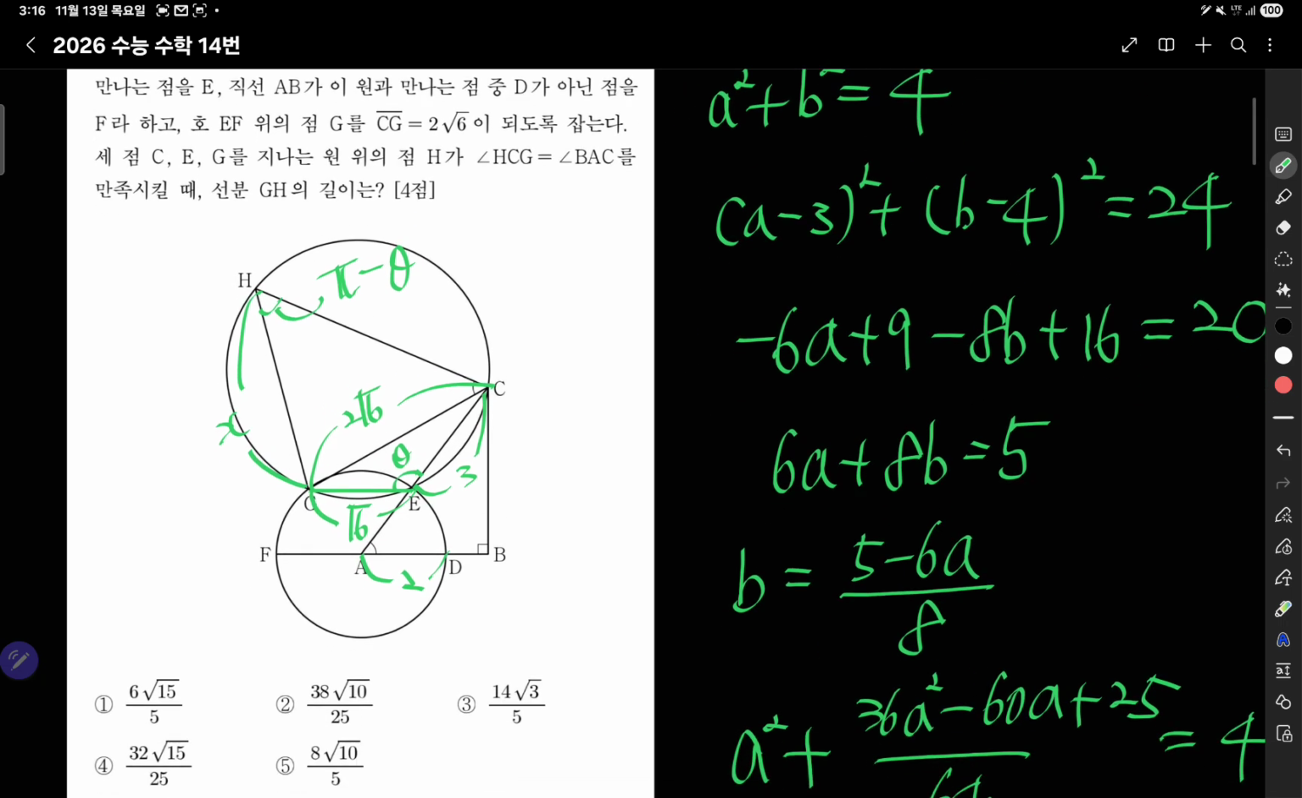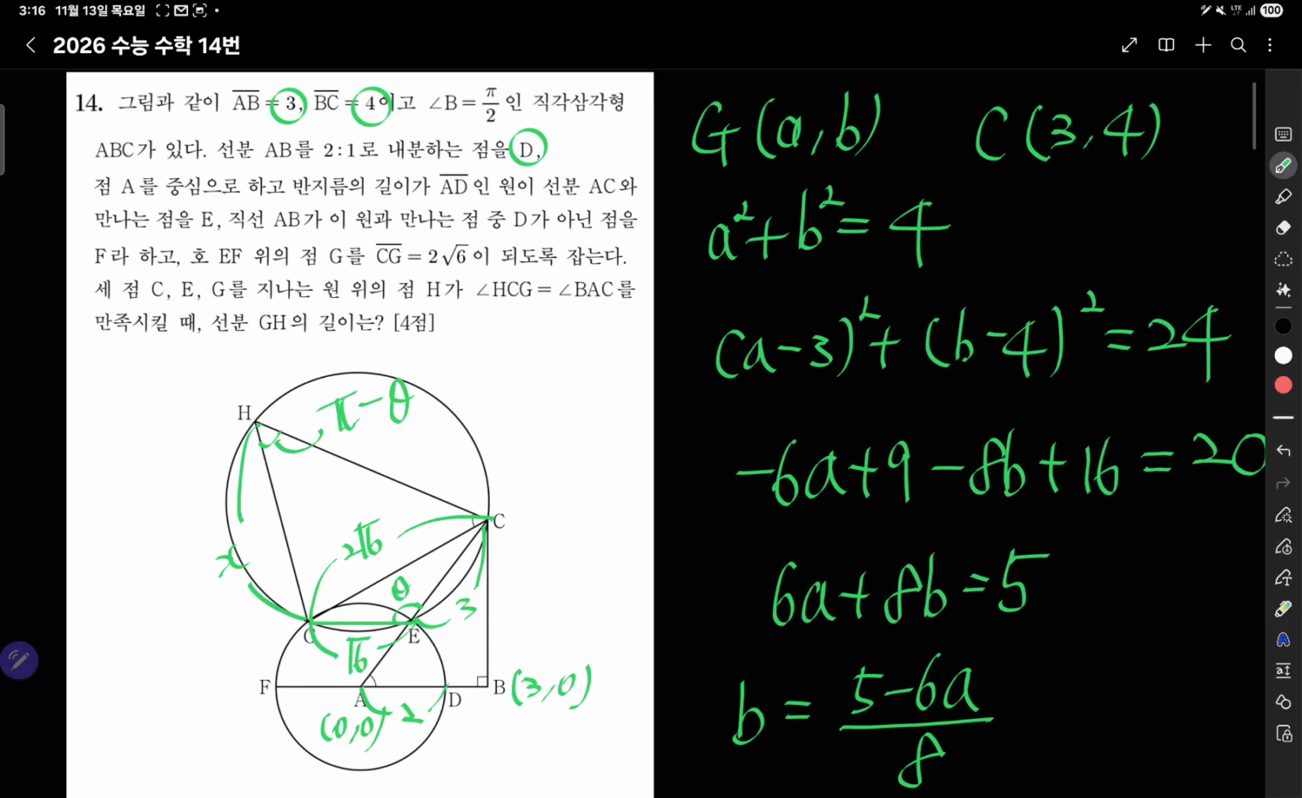So let's make the position of A at the origin. So A is at the origin and B's coordinates are 3 and 0 and C's coordinates are 3 and 4.